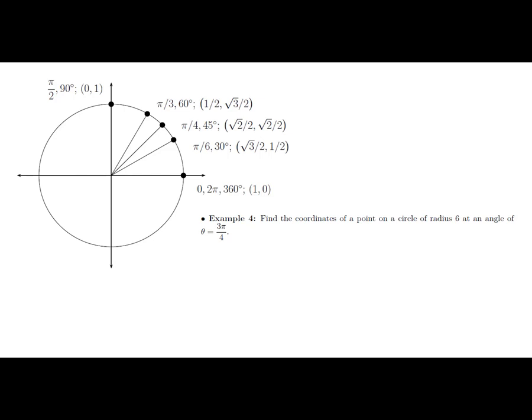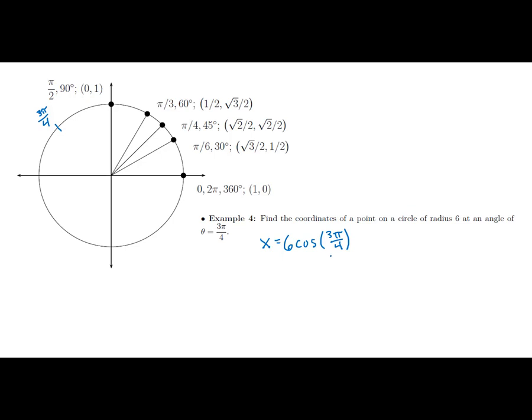Let's do another example similar to the last one, except this time let's take a look at our angle in radians. So we're going to find the coordinates of a point on a circle of radius 6 at an angle of 3 pi over 4. So here's pi over 4, pi over 2, which is 2 pi over 4, so 3 pi over 4 must be right here. And it should be pretty clear that the reference angle is going to be pi over 4, right? So as I go to figure this out, my radius is 6, so this is the cosine of 3 pi over 4.